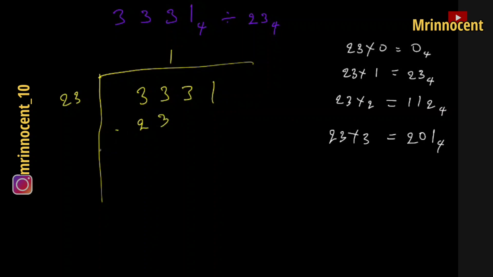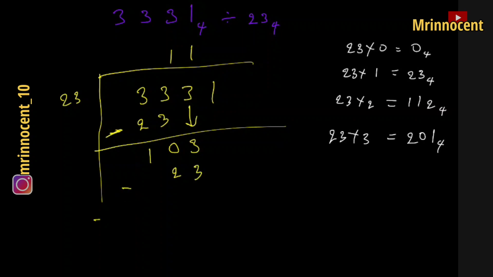So you subtract it. 3 minus 3 is 0. 3 minus 2 is 1. So 23 divided by 10 cannot, bring down your 3. 23 divided by 103 is 1. 1 times 23 is 23.